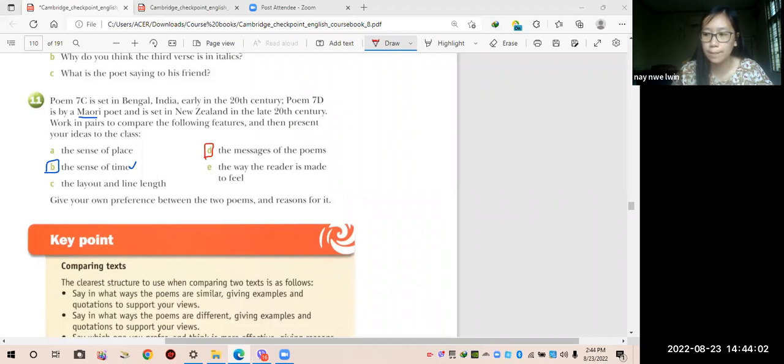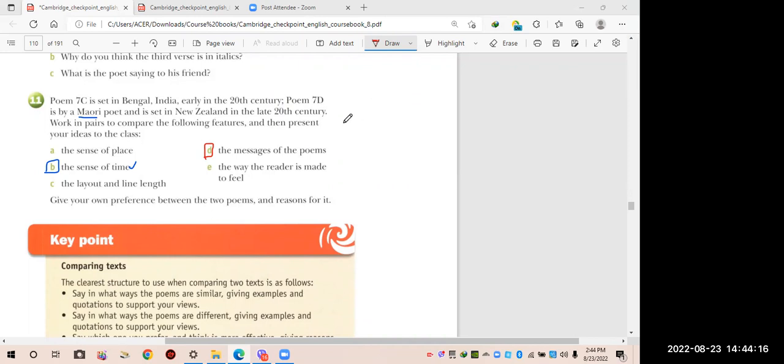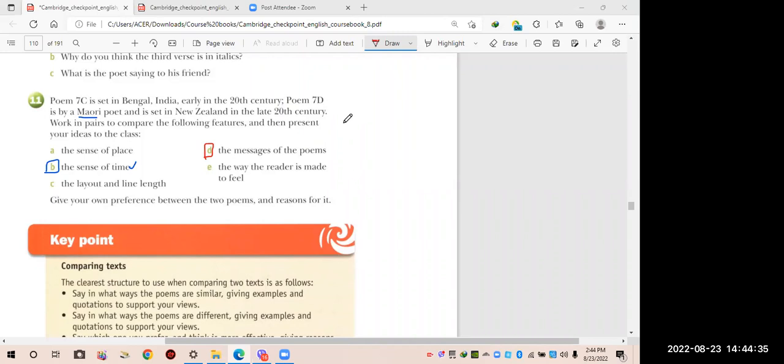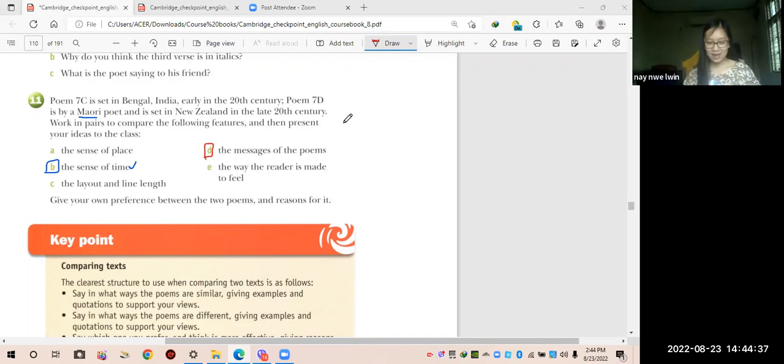Content and message of the poem. Guys, are you thinking? Yes. Message and content are great in mind. How are they different from each other? The content and message of the poem.